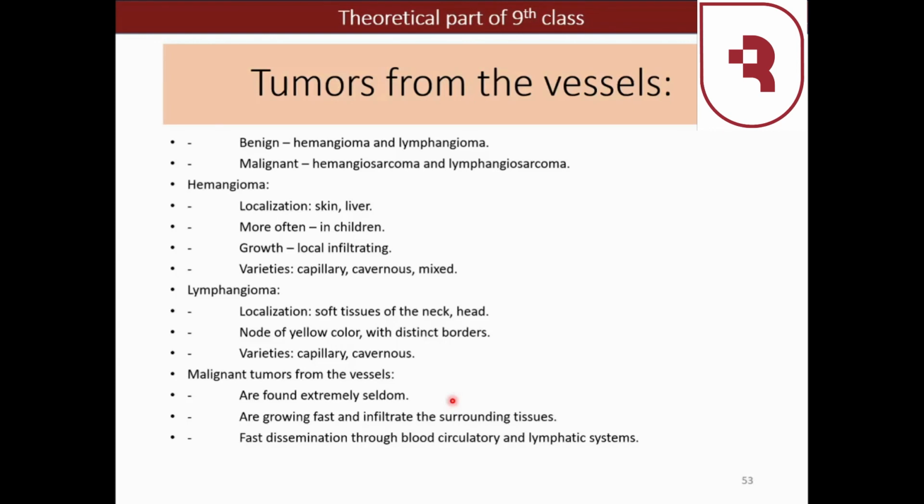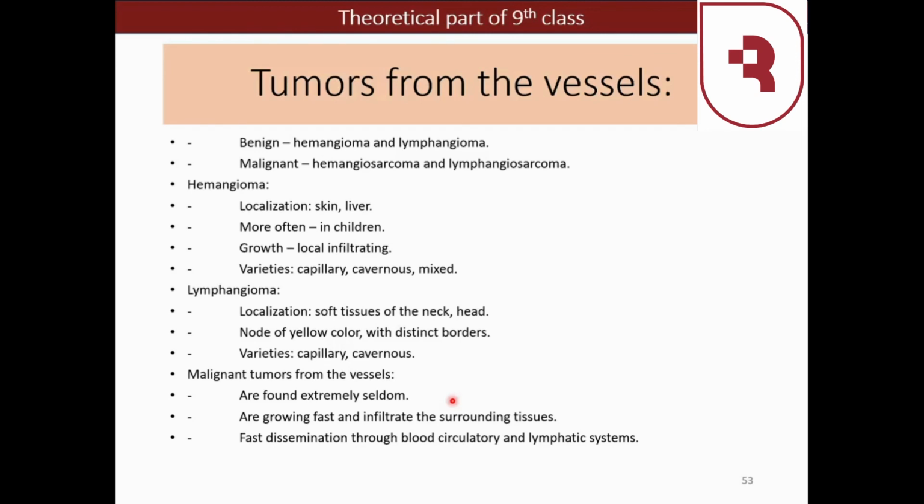There are a lot of different tumors of vessels. A benign tumor from blood vessels will be hemangioma or lymphangioma. Malignant ones may be hemangiosarcoma and lymphangiosarcoma. Hemangioma is localized in the skin and liver. More often it manifests itself in childhood, characterized by local infiltrating growth, and it could be capillary, cavernous, and mixed one. Lymphangioma is localized in the soft tissues of the neck and head.